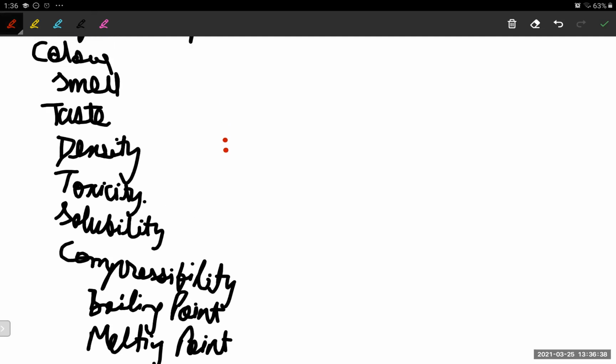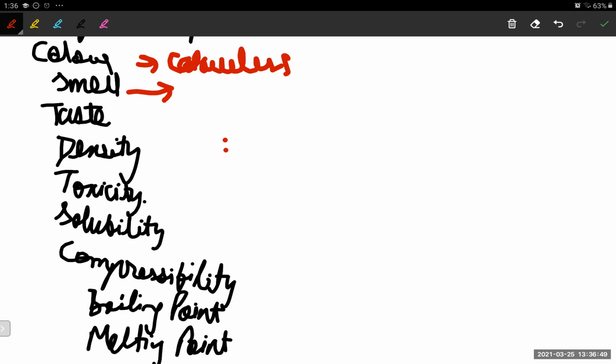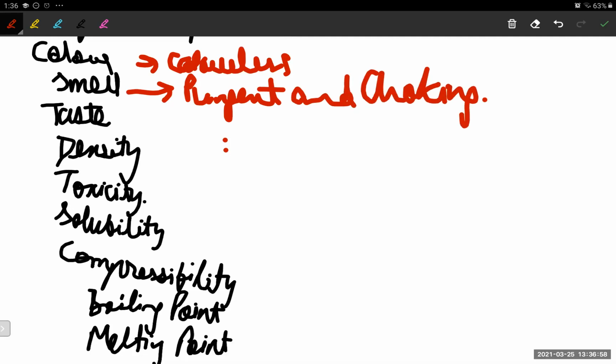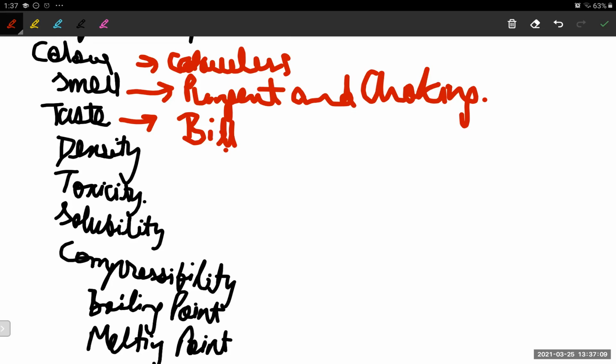First of all, let's move on to the color. What will be the color of NH3? Will it be of any color? No, it will be colorless. Smell. What is the smell of an acid? It's common to every acid. It's pungent. Yes, so it's pungent and choking. Next we move on to the taste. What is the taste of every acid? It's slightly acidic. It's not an acid, but it's slightly basic. So it's bitter to taste.